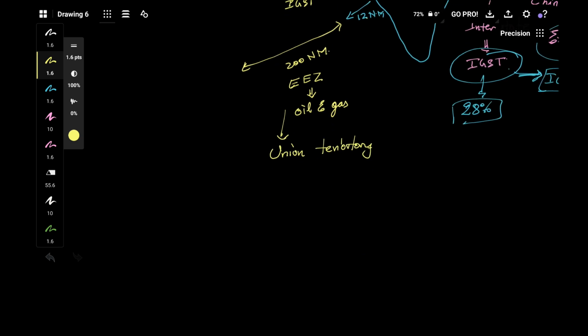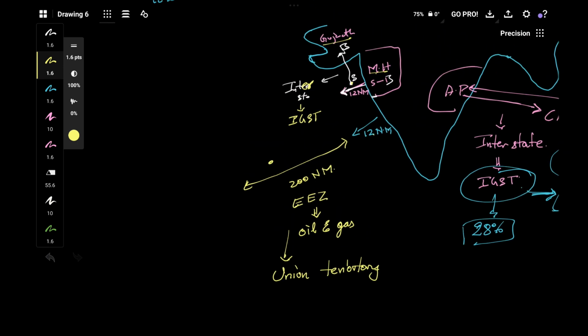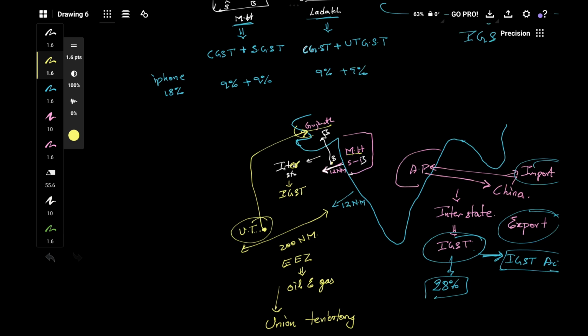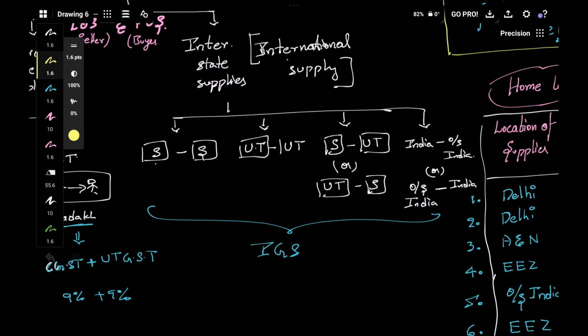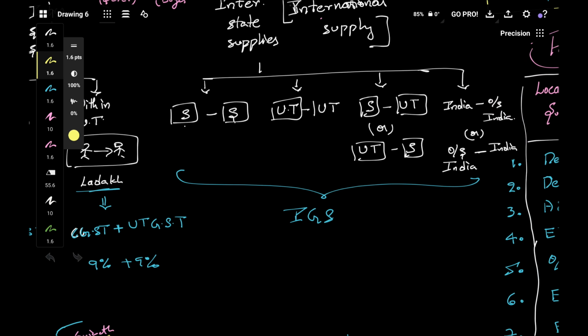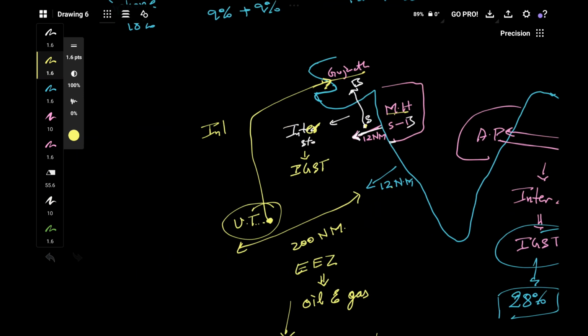So if there is a sale happening, for example, there is an island here with some oil extraction. They are extracting oil here and they are selling it to Gujarat. Let's assume that. It is as if there is some union territory here. From this union territory, they are supplying oil to Gujarat. That is nothing but a supply between a union territory and a state. So this will become an interstate supply, and on this IGST will apply. So yeah, this is how it works.